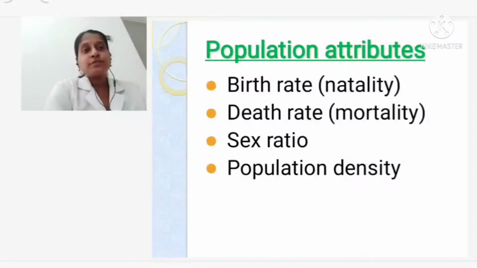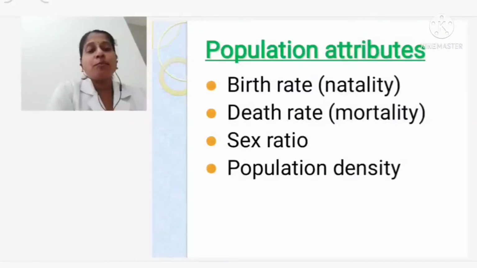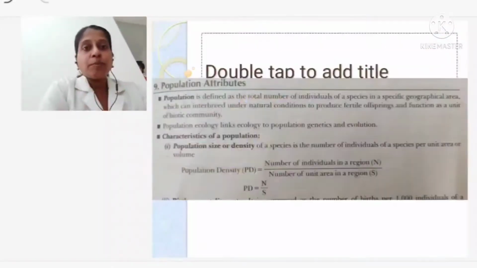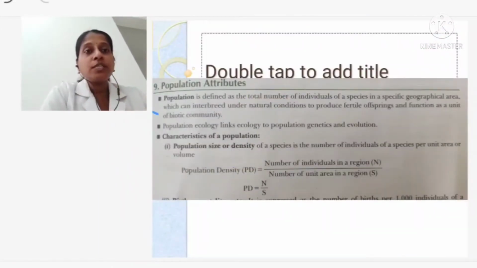Good morning students. So today we are going to discuss a topic, population attributes. Under population, what are the different terms related to population, its definition, everything we are going to discuss today. So the topic is population attributes. Moving into the topic, first what you have to know is what is a population?